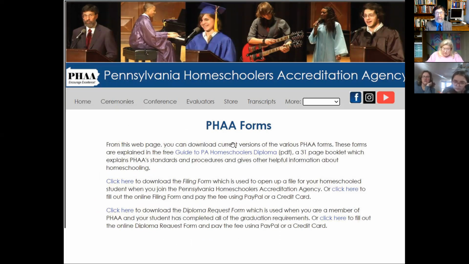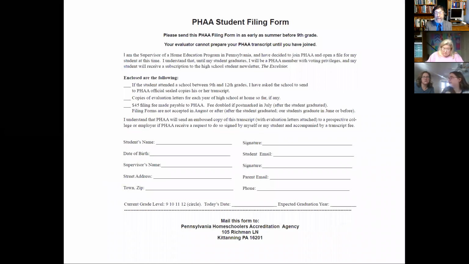Now, how did I get to PHAA forms on the website? I clicked where it says more. I clicked on that little downward caret, and I found PHAA forms. All of these printed forms are also in the diploma guide, which I showed you a picture of a little bit ago. Here's a picture of the filing form. That's the form you use to join PHAA.